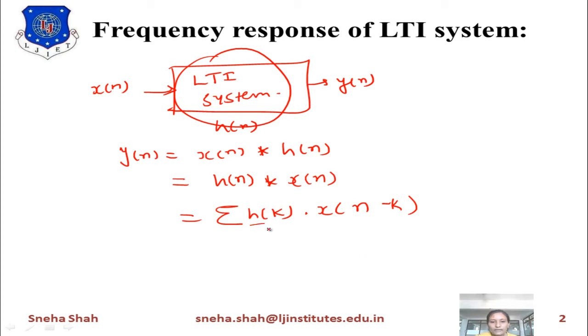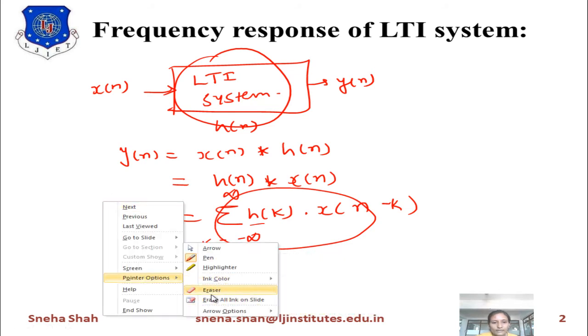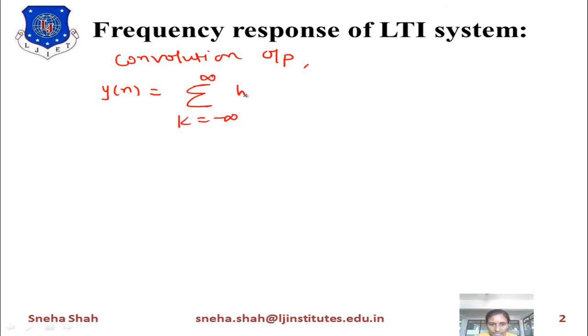Now here the term h is in the form of k, so we take the summation over k for the entire range, that is, for k equals minus infinity to infinity. So by using this equation we can find the frequency response of any LTI system. Starting from the convolution output, we write that y of n equals summation k equals minus infinity to infinity h of k x of n minus k.